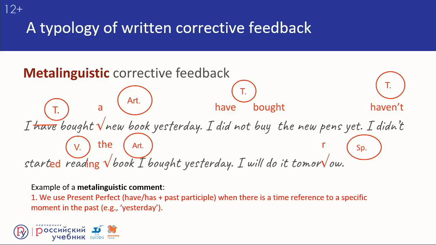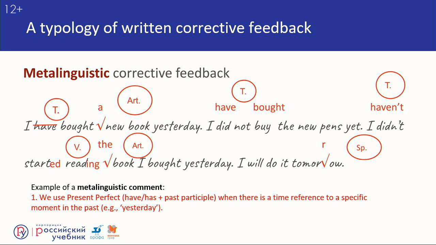Another way of giving metalinguistic feedback is writing a very brief comment explaining the rule, right? So, for example, you have corrected a mistake. You can put a little number here, for example, number 1, and write down here: We use present perfect, have or has plus past participle, when there is a time reference to a specific, well, we actually don't use present perfect, right? We use past simple when there is a time reference to a specific moment in the past.